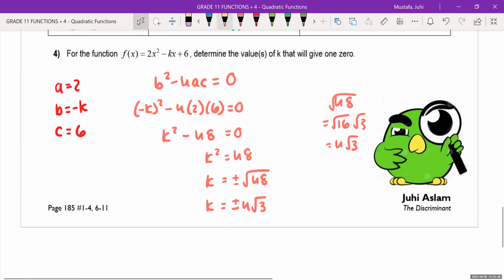And for homework, you guys are going to do textbook work, which is page 185, numbers 1 to 4, and 6 to 11. Like, I'm kind of confused with the statement.